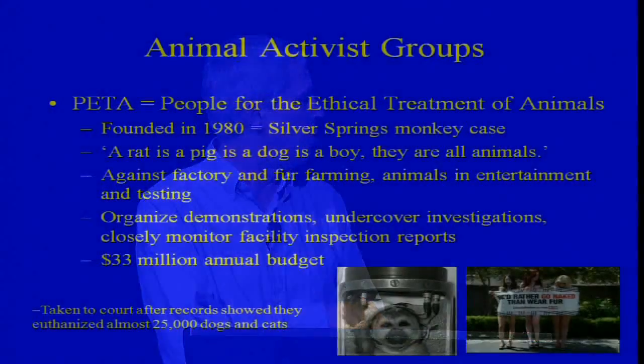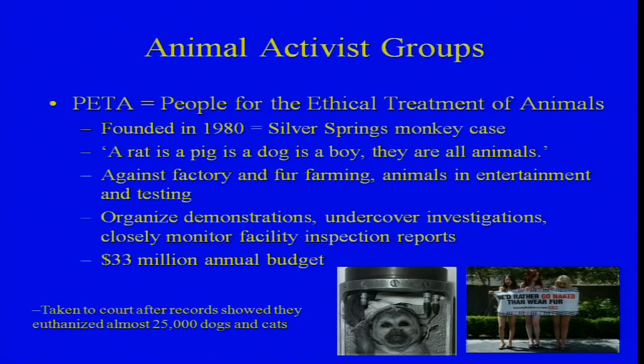Interestingly, just as a side note, PETA was taken to court 2 years ago because records show that they had euthanized over 25,000 dogs and cats in the last 8 years and only found homes for 200. So that brings to question their actual mission.